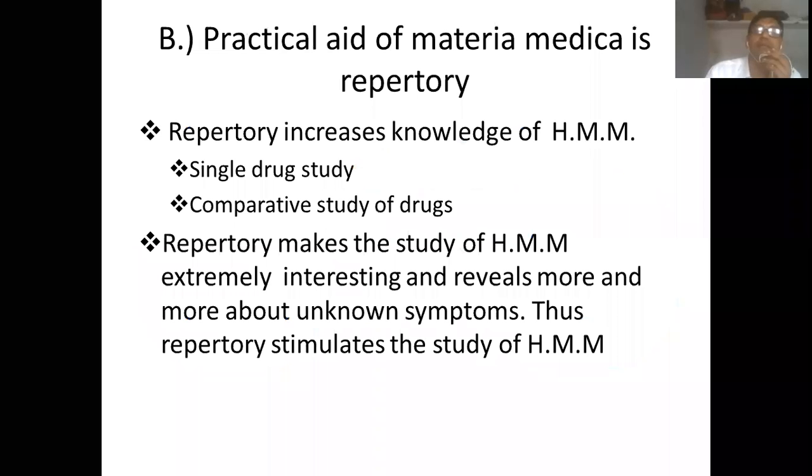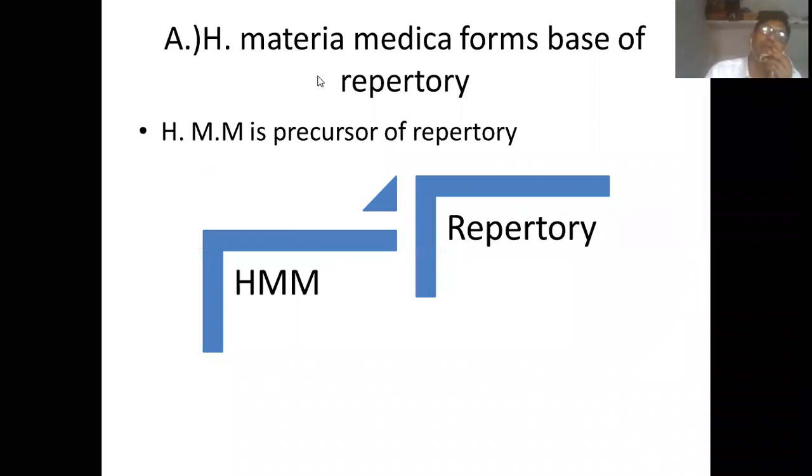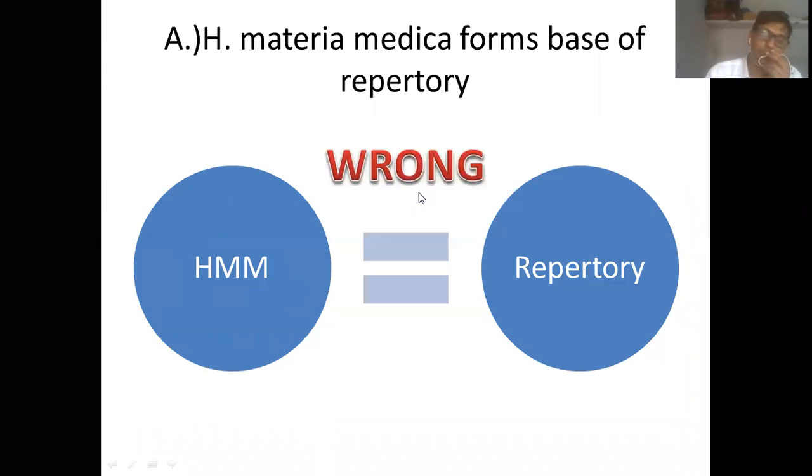Then what is the actual relationship? Homeopathic materia medica is a precursor of repertory. It forms the base of repertory. So homeopathic materia medica is the first step, and the compilation of repertory is the second step. So this is the first relationship, that homeopathic materia medica forms the base of repertory, and homeopathic materia medica is not equal to repertory. I think it is clear.